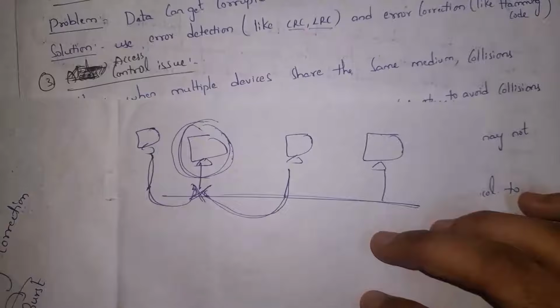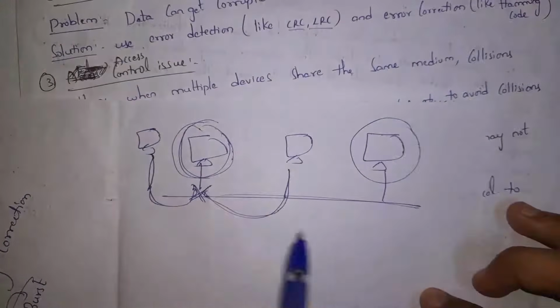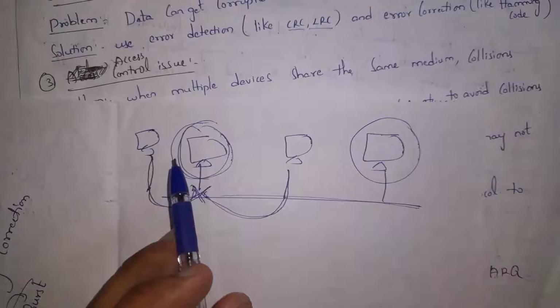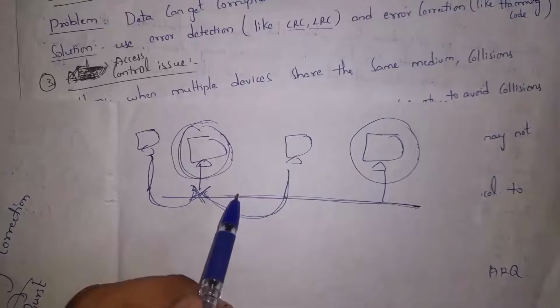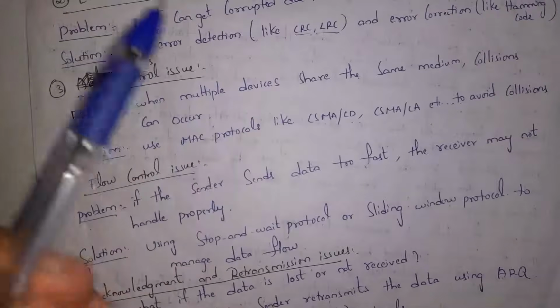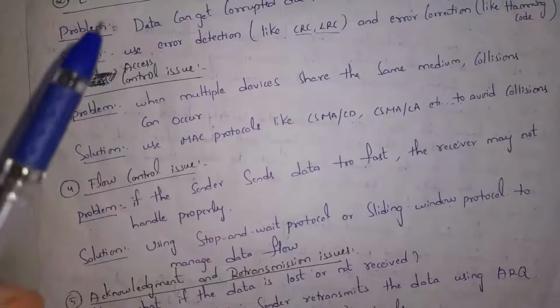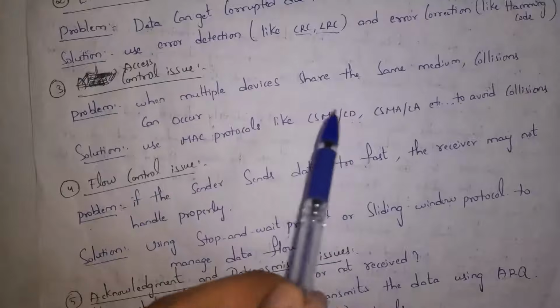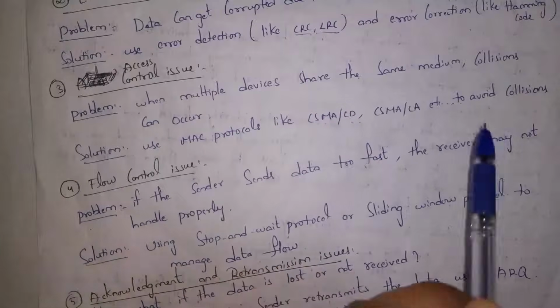The receiver cannot receive data. In order to overcome this problem, the data link layer will allow only a single computer to send data at a time. Only after one computer finishes sending data, the other computer is allowed to send data. This is the meaning of access control. So for access control, the data link layer will use various kinds of protocols like the CSMA CD protocol and the CSMA CA protocol, which will avoid collisions.